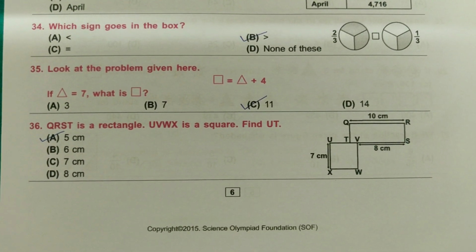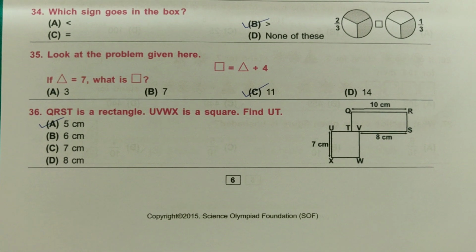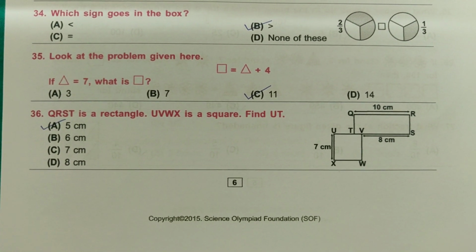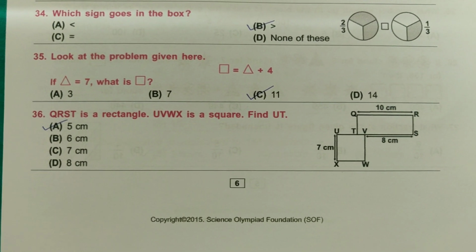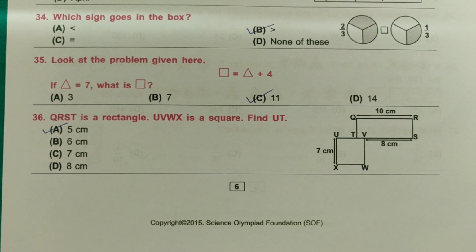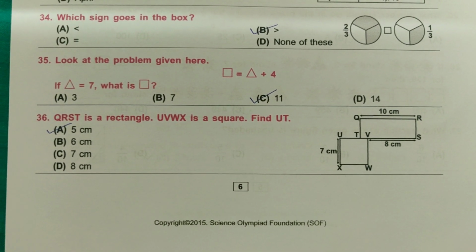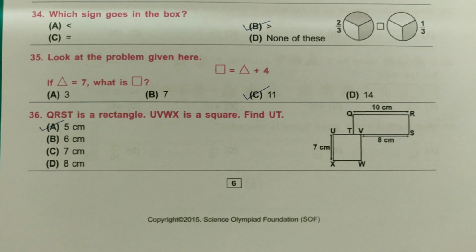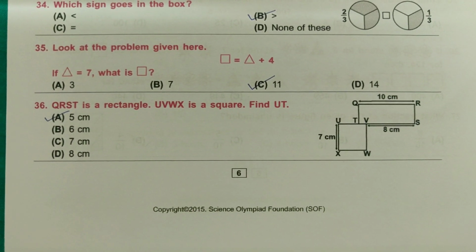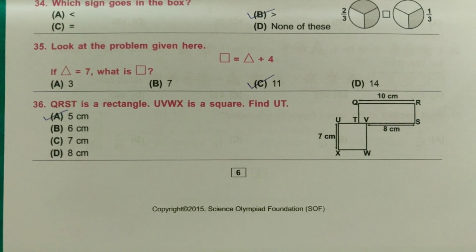35th. Look at the problem given here. If triangle equals 7, then what is square? And here square equals triangle plus 4, one more equation we have. So when we solve it, we'll get C-bit as the answer, that is 11.